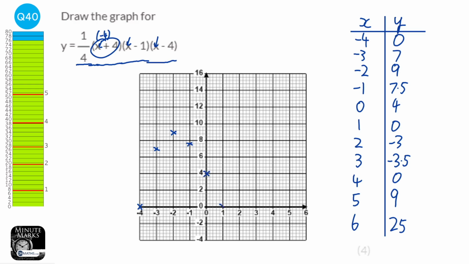Then 0. So it looks like it's going to go down now, but it's going to go down for a little bit, like down here where it's -3, and even further down here where it's -3.5. But then it starts going up again. So 0, and then 9, and then we're off. We're off the top. So the next thing we need to do is join that.